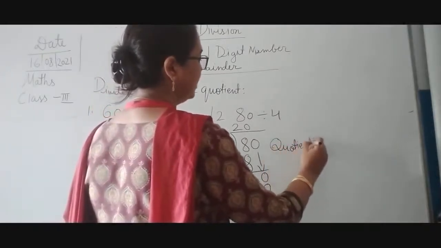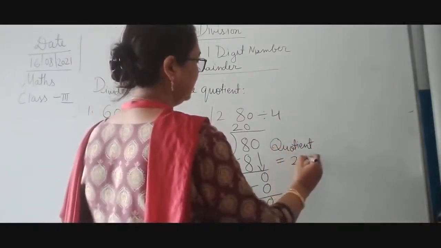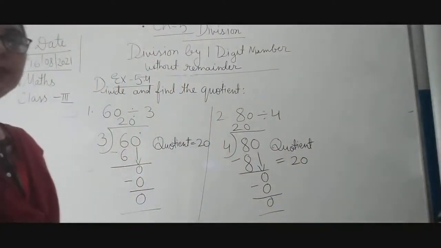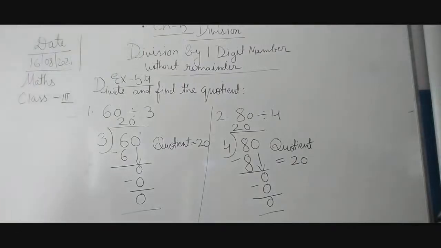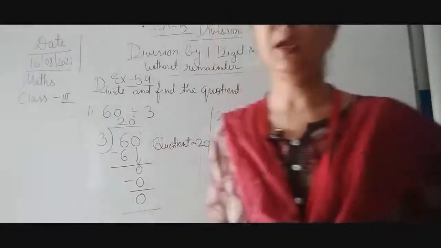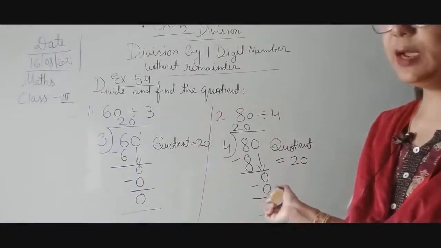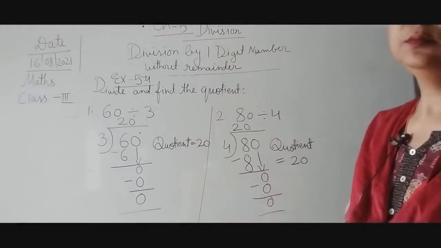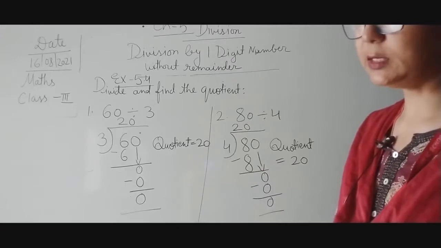So the quotient is, we are getting 20 over here. So that is how you can complete these 2 numbers. Okay, now after that we will do the third number. First you complete these 2 numbers and after that we will do the third number, children. Okay, it's completed. Second number we have done, exercise number 5.4. So now we will do the next number.